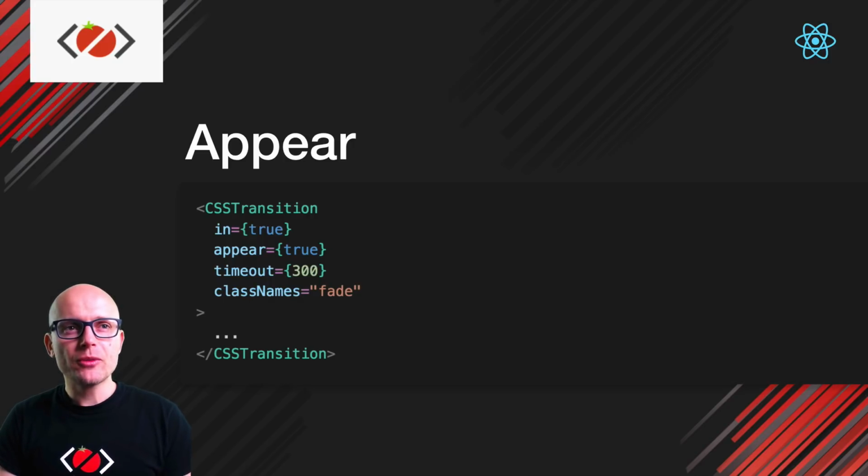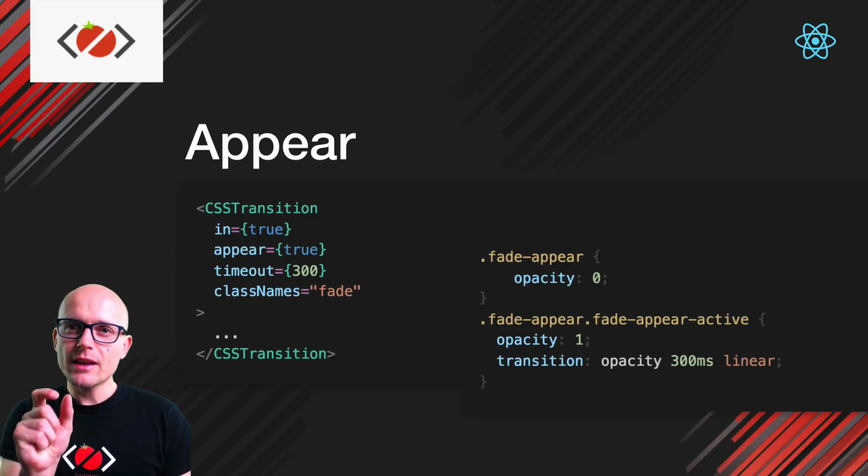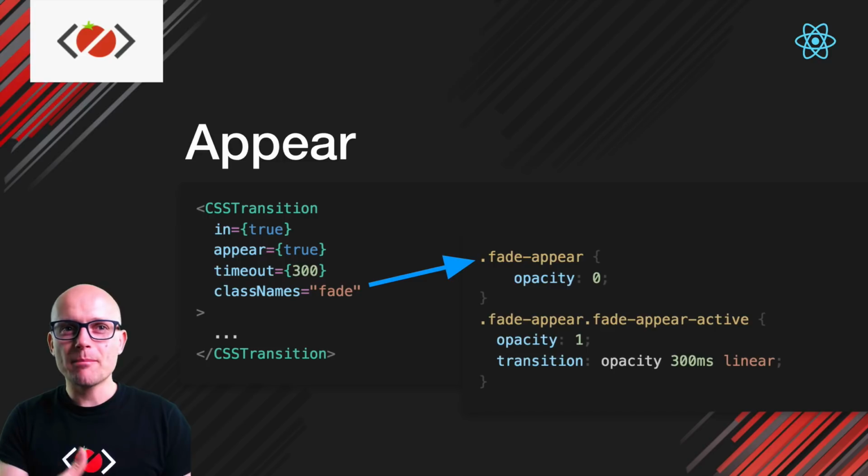Okay, so this happens when the element is mounted. And when the page is loaded for the first time, that's when the appear animation happens. We will need to specify the in to be true and appear true as well. Then we specify the timeout, which is the length of the animation, and the class name is fade. So that's the first part of the animation class, and then it is appended by the appear and appear active. Okay, so the fade becomes the name of the class, so you can name this whatever you feel like, but fade, we will use fade in our example.